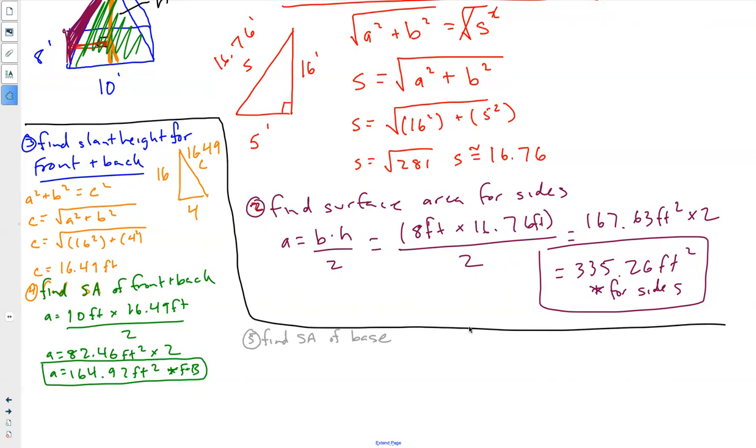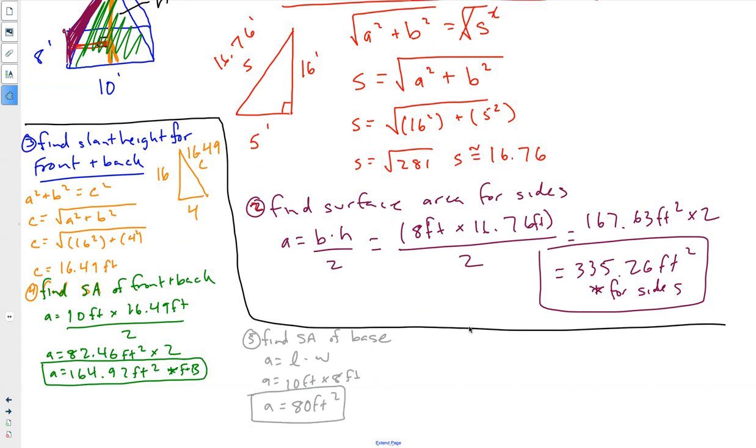It is a rectangle, so area is equal to length times width. Length is 10 feet times 8 feet wide. And that gives us a surface area of 80 square feet for the base.